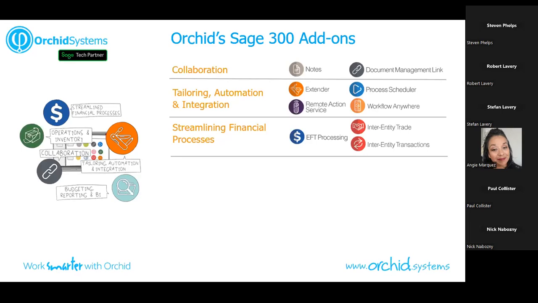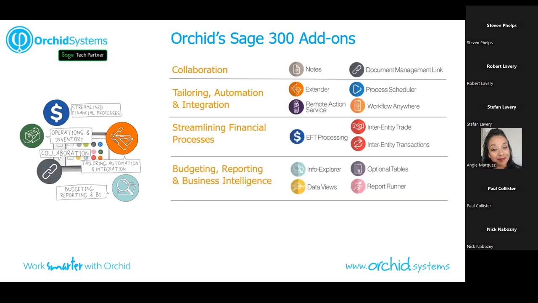Or if you want to move inventory or buy and sell inventory, you do that through order entry and purchase orders. And then there's a budgeting, reporting, and business intelligence group of products. Info Explorer is a small BI and analytics tool that creates multidimensional data cubes for you to analyze data within Sage 300.